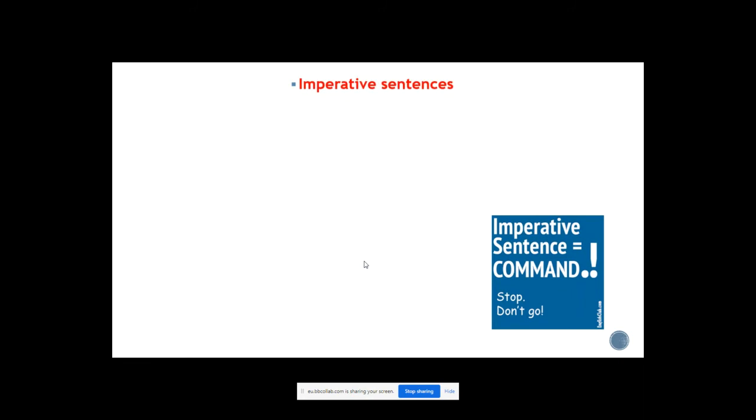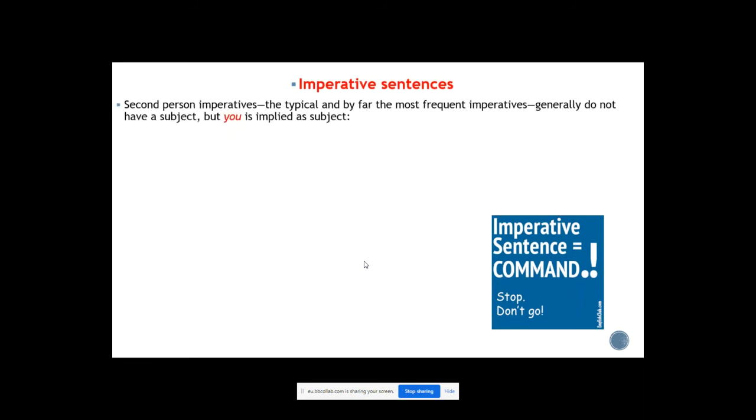Okay, so imperative sentences, we have second person imperatives, which is the typical and by far the most frequent imperatives, and generally do not have a subject but you, which is implied as subject. For example, we say, look at the beautiful scenery here. We don't use you. Okay, it is recoverably understood.